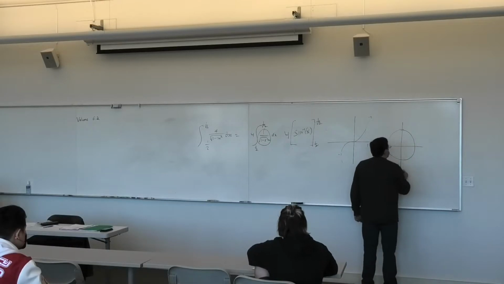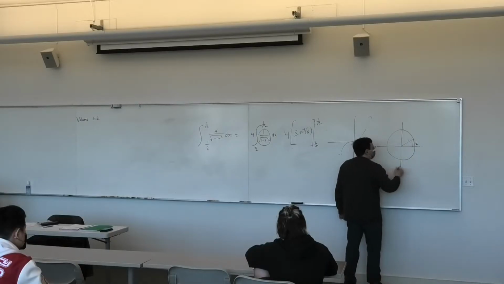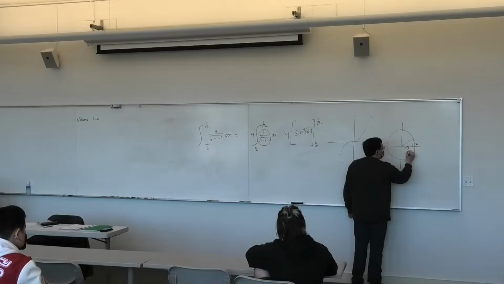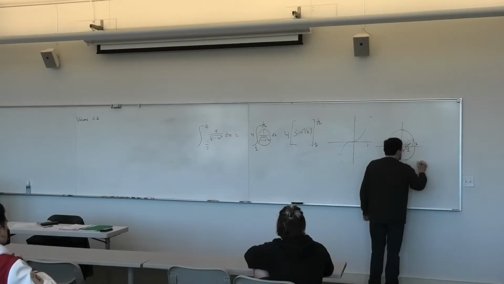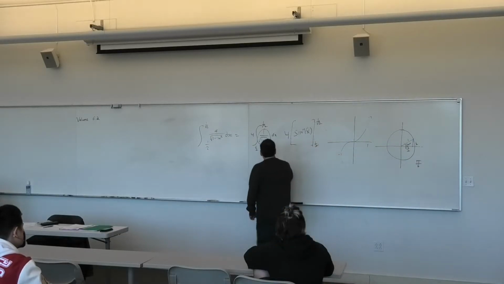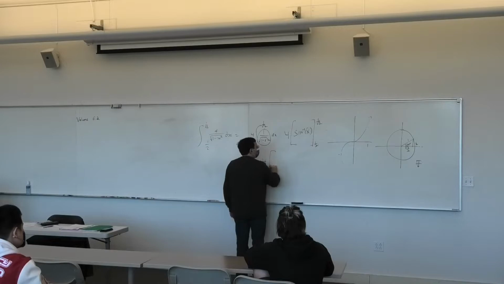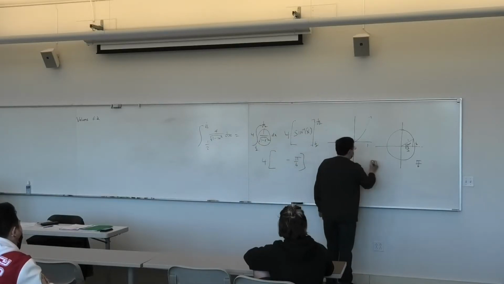Let's find an angle where the sine is 1/2. Well, that's 30 degrees, or what's that, pi over 6? So we have 4, minus 5 over 6. Then we have 1 over the square root of 2.